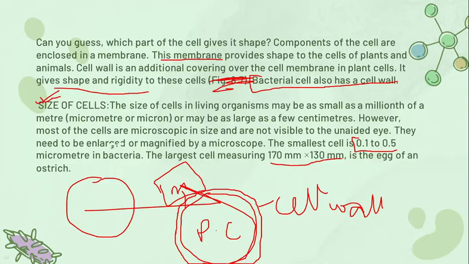Think about a cell measuring 170 millimeters by 130 millimeters. This is the largest cell, present in the ostrich egg, and the smallest cell, 0.1 to 0.5 micrometer, is in bacteria.